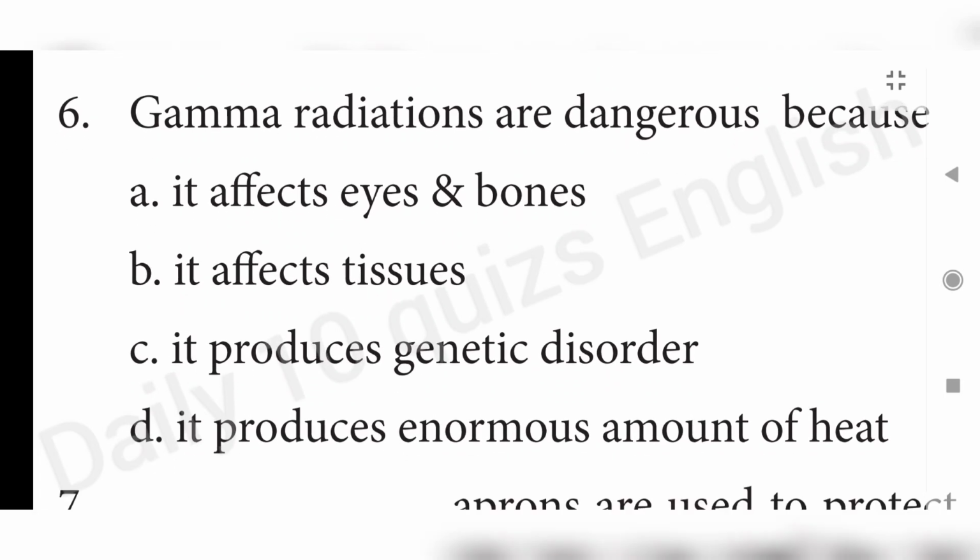Sixth one, gamma radiations are dangerous because they affect eyes and bones, they affect tissues, they produce genetic disorder, they produce enormous amount of heat. Answer, gamma radiations are dangerous because they produce genetic disorder, option C.